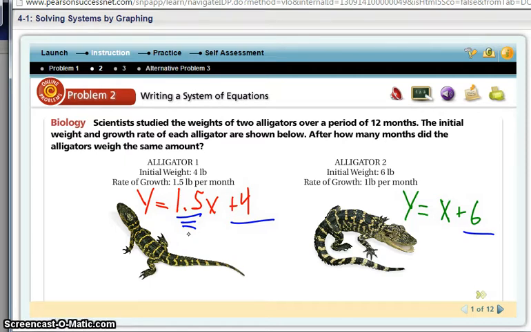Absolutely. I'm going to repeat it so I make sure it's on the video. So when our y-intercept is less and our slope is more, we know it will catch up. Because notice, this gator has a higher starting weight but grows slower. This gator has a lower starting weight but grows faster. So there will be an intersection point in the forward direction because gator 1 will catch up with gator 2.